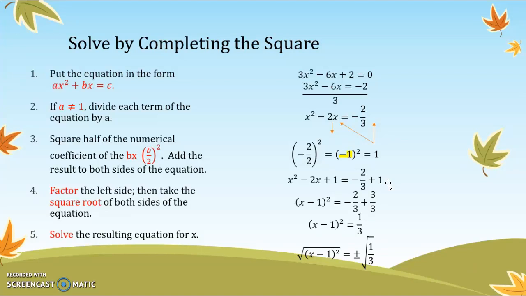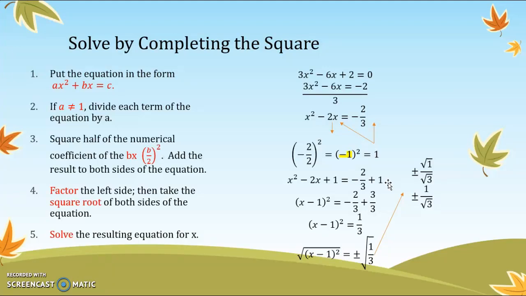We're going to do a little bit of side work here. I'm going to take plus or minus the square root of 1/3 and make it plus or minus the square root of 1 over the square root of 3. I know the square root of 1 is 1, and the square root of 3 is still the square root of 3 since it's not a perfect square. We also know from the last unit that we do not like to have radicals in our denominator, so we need to rationalize this denominator.